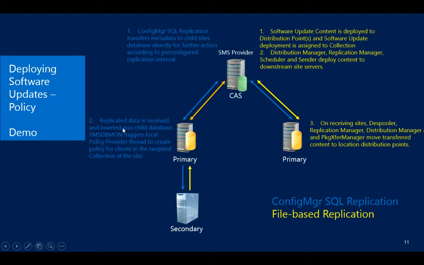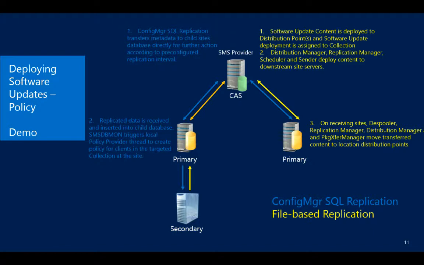Then, once the replicated data is received by the child database and inserted, there's a component called SMSDBmon that is watching the database. That component lives up here at the CAS as well. So if you create the data at the CAS, SMSDBmon sees that and triggers further processing. But in this case, just staying with it, SMSDBmon sees the insertion and triggers creation of policy for the client, which is where ultimately this discussion is trying to lead us.